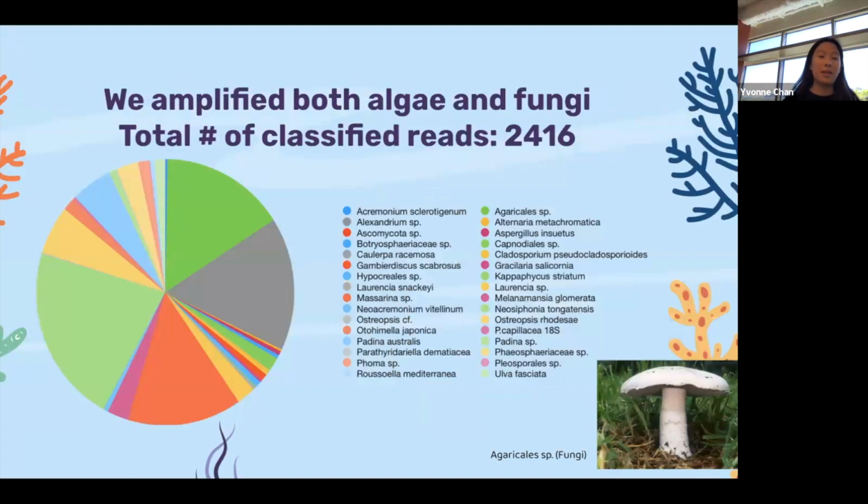So we amplified both algae and fungi DNA. Our total number of classified reads was 2,416. So this would just be the amount of recognizable sequences that we had in our entire project. So as you can see, we had a really big distribution of different things, but importantly, most of these large pie pieces were fungi, most likely because of contamination. But we got algae, so that's the part we focus on.